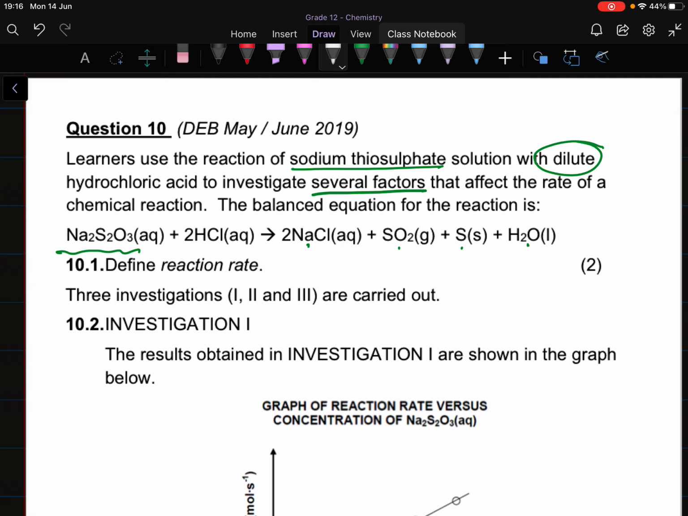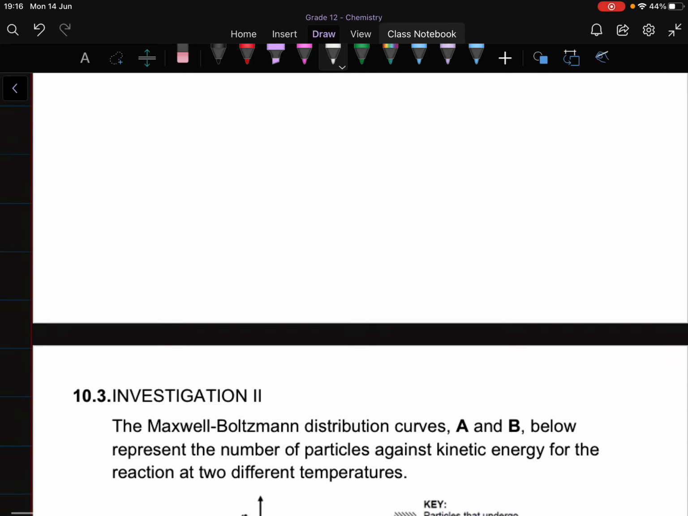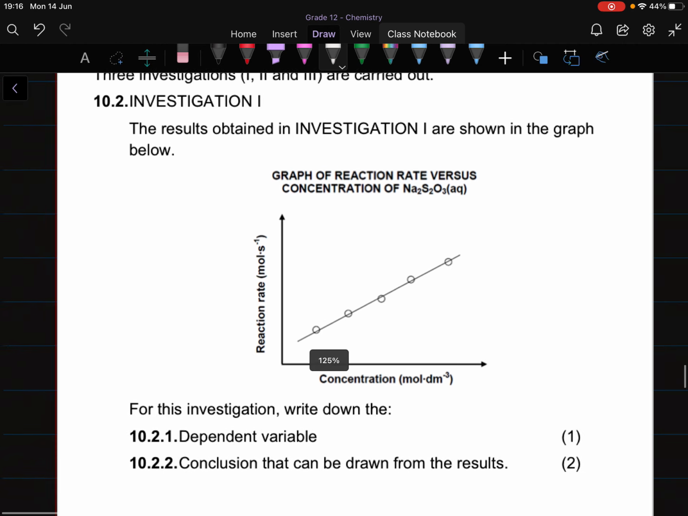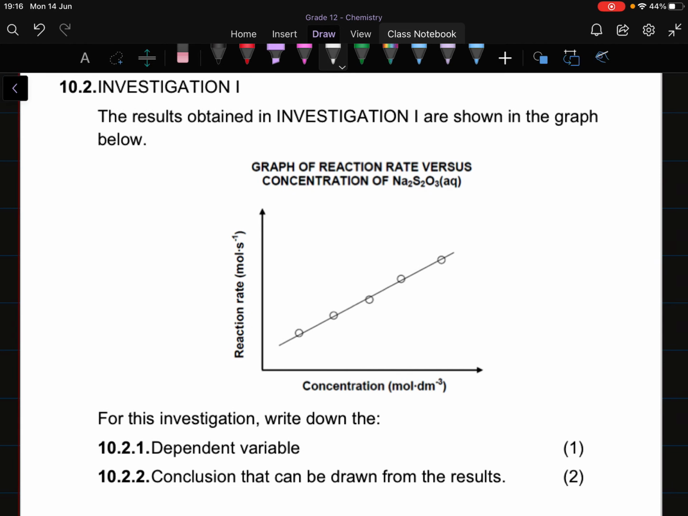Then they say, now this looks a lot more complicated than it actually is, okay? We just take one part at a time. 3 investigations, 1, 2, and 3, are carried out. Here's the first one. The results obtained in investigation 1 are shown in the graph below. So we look at the graph and we go, here's my reaction rate in moles per second, fine. And this is concentration, which means they've looked at how concentration changes the rate of the reaction.